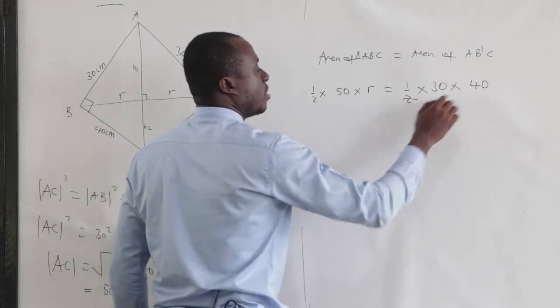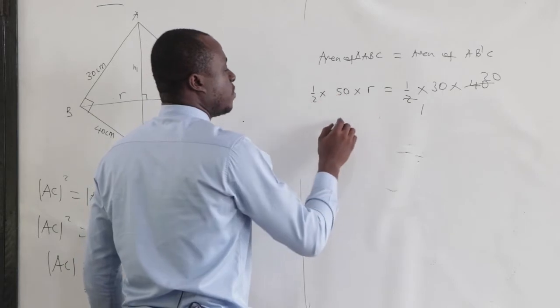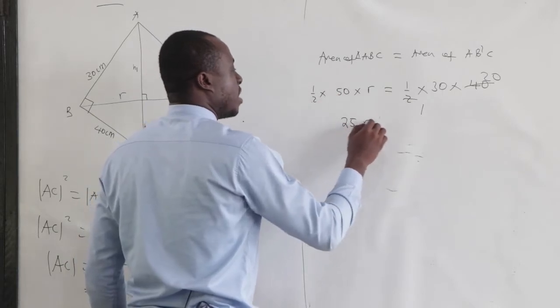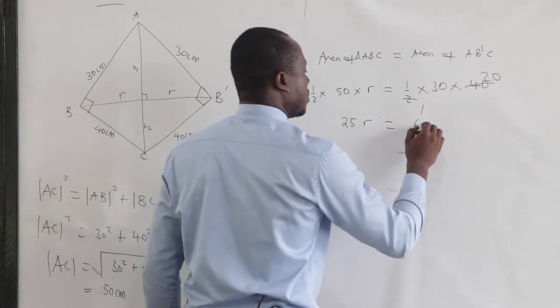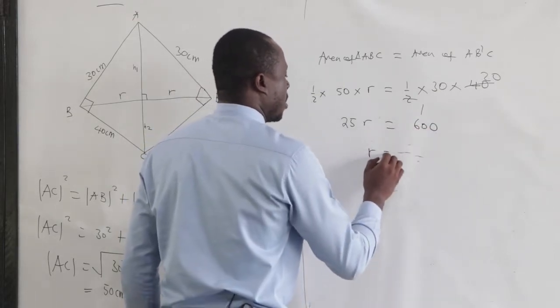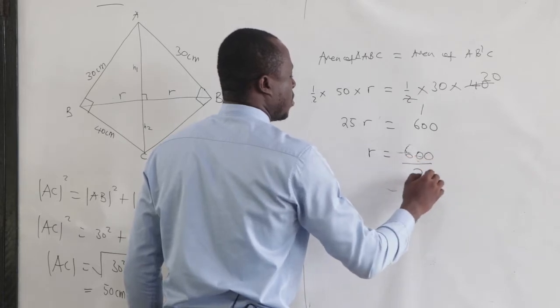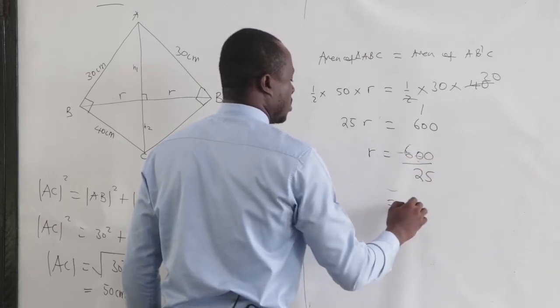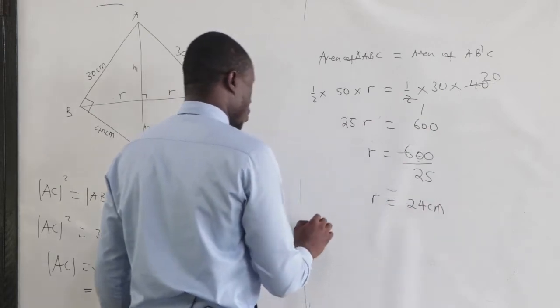2 will go here, and 2 will go here, that is 20. Now, 2 will go into 50, that is 25, so we have 25R. 30 times 20 will give us 600. Therefore, our R will be 600 over 25, and this is 24 centimeters. This is our R.